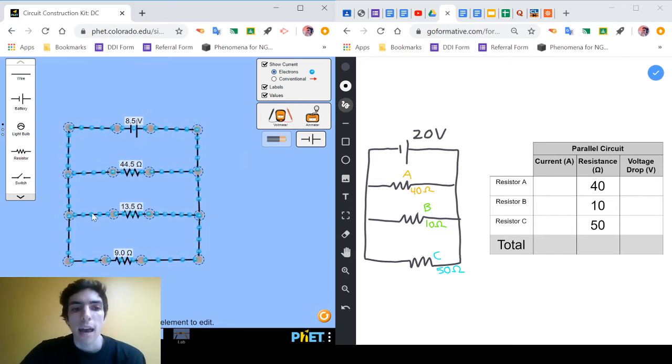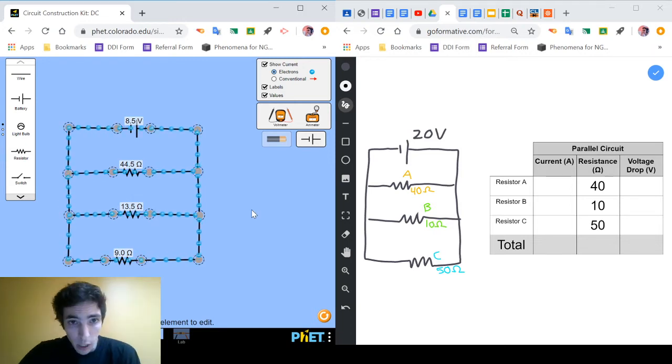So again, I have a different circuit than what you are going to work with, just so that I'm not getting the same answers as you all. But what you should work with is what you have directly in your work: this 20-volt battery, with the 40, 10, and 50 ohm resistors connected in parallel.